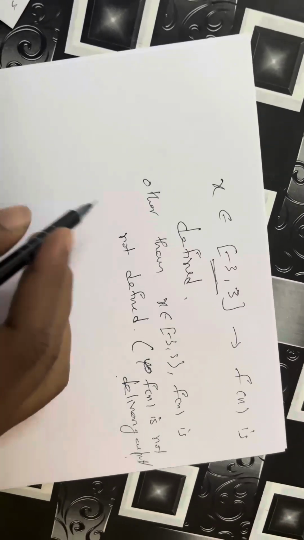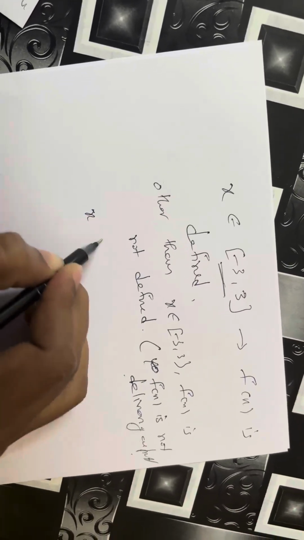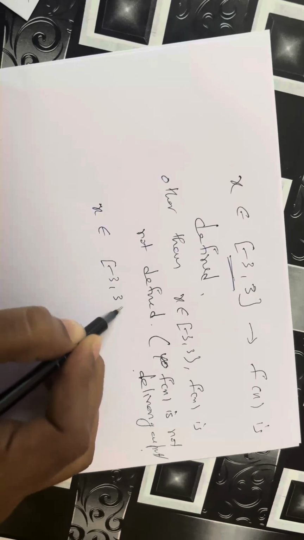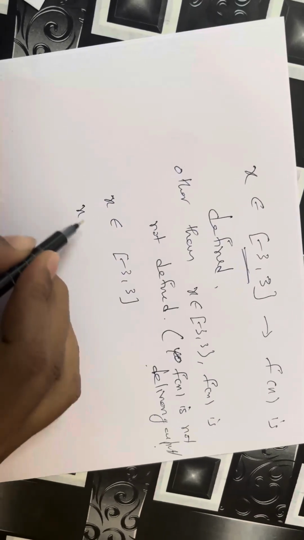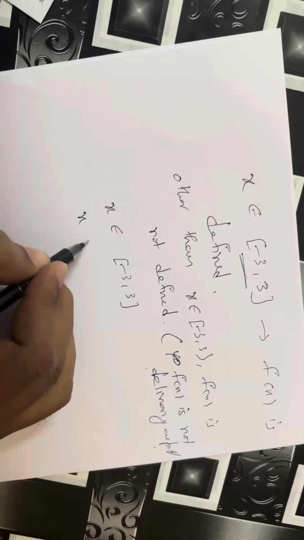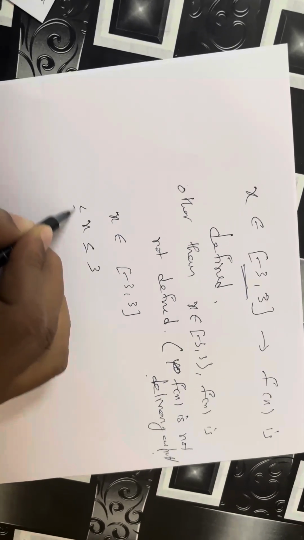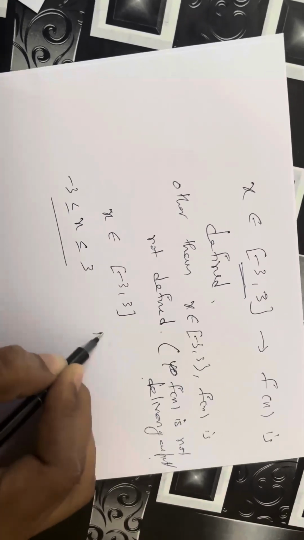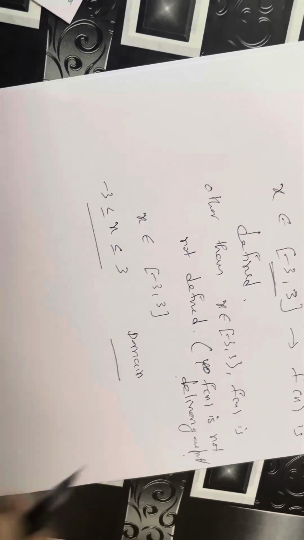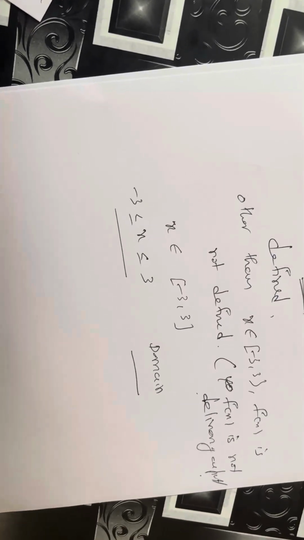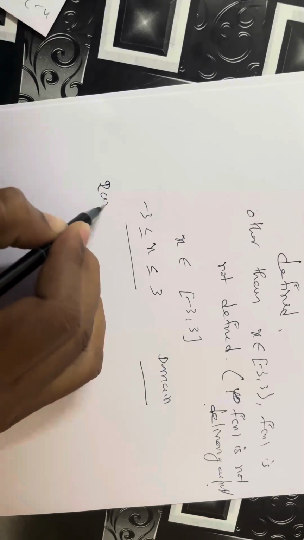So the domain for this function is x belongs to minus 3 to 3. This can also be written in the inequality form like this: x is less than or equal to 3, and x is greater than or equal to minus 3. This is for the domain. Okay, now coming to the point, finding the range.